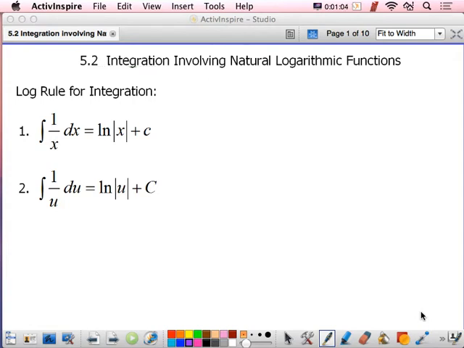It also works for things that aren't just x. If we want to integrate 1 over anything, as long as we sacrifice the derivative of the bottom, then that will equal the natural log of the absolute value of whatever was on the bottom plus c.